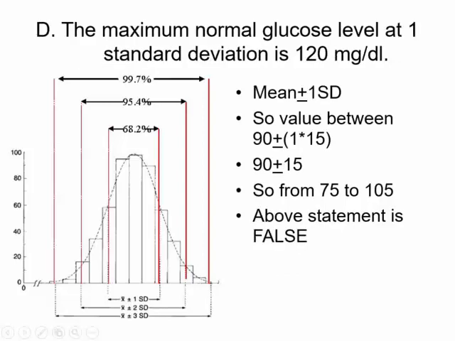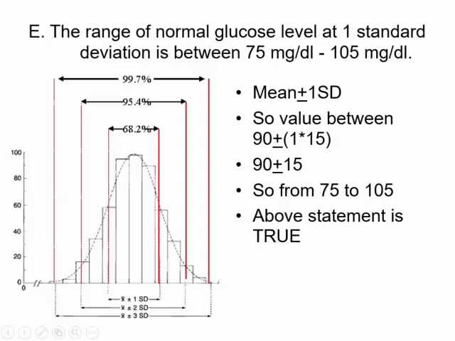Glucose level at 1 standard deviation, 120 milligram deciliter. So 120. So here is supposed to be 90 plus 15. So 90 plus 15 is 105. So it is between 75 to 105. So it is false. This one salah. So 120 is salah. And last one is between 75 to 105. So 75 to 105 is correct.